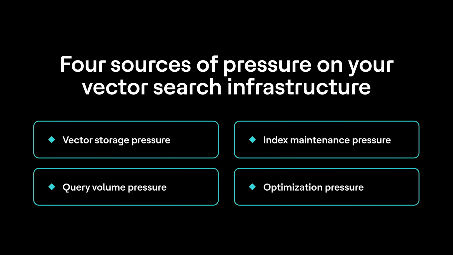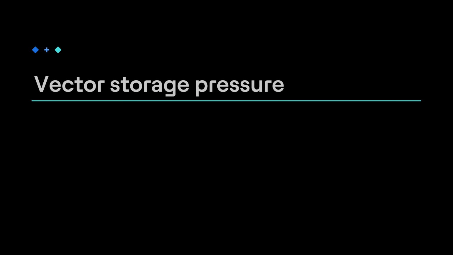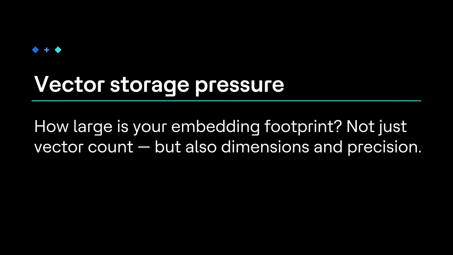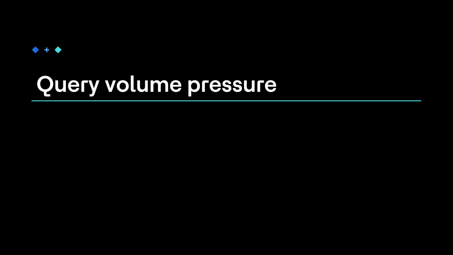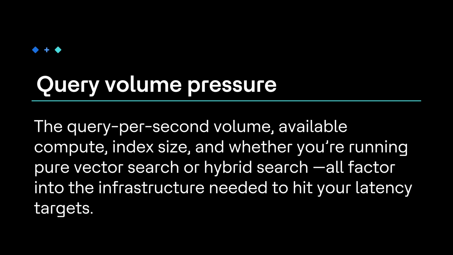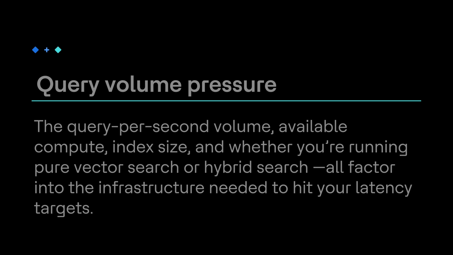A more complete way to think about this is that there are four sources of pressure on your vector search infrastructure. Vector storage pressure. How large is your embedding footprint? Not just vector count, but also dimensions and precision. Query volume pressure. The query per second volume, available compute, index size, and whether you're running pure vector search or hybrid search all factor into the infrastructure needed to hit your latency targets.